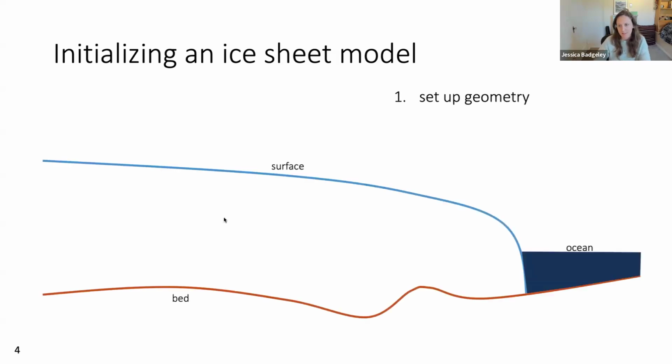So first we need to set up the geometry. A lot of this can be taken from observations or observations integrated with models. So we set up the bed topography, the surface elevation of the ice, which together also gives us ice thickness, where the ocean is, whether any of this ice is floating or not.